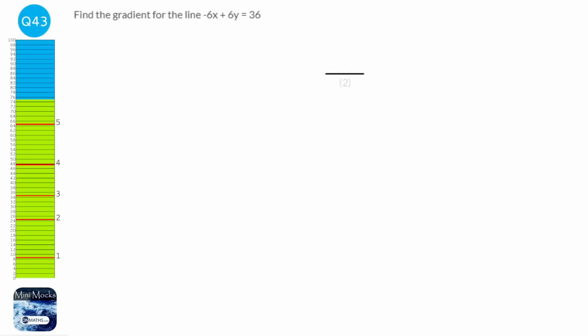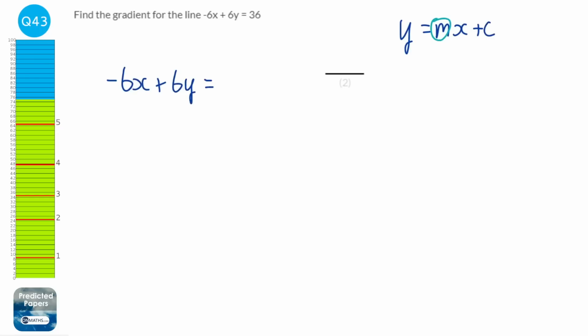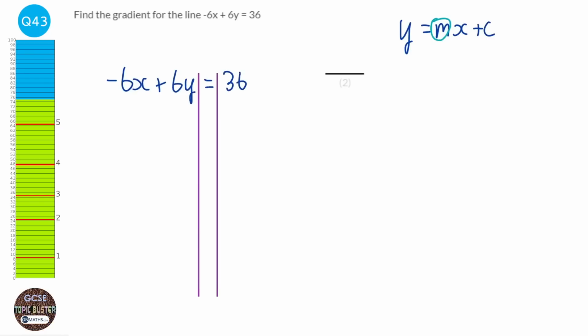So to find the gradient, we need the formula or the equation in the form y equals mx plus c, and the m there will give us what the gradient is. So we're just going to be rearranging this equation. So the first thing I'm going to do is get rid of the x's from the left hand side, and we can do that by adding 6x both sides.